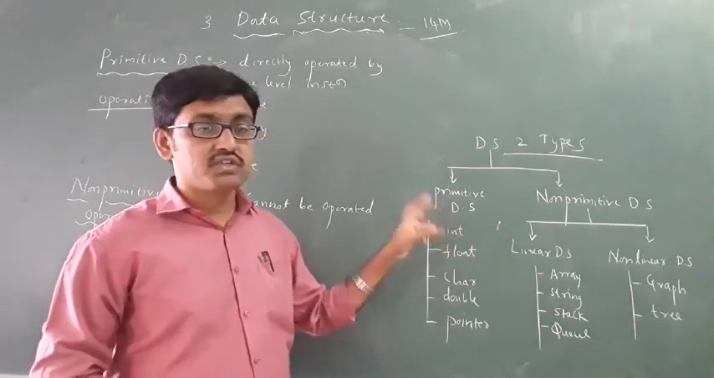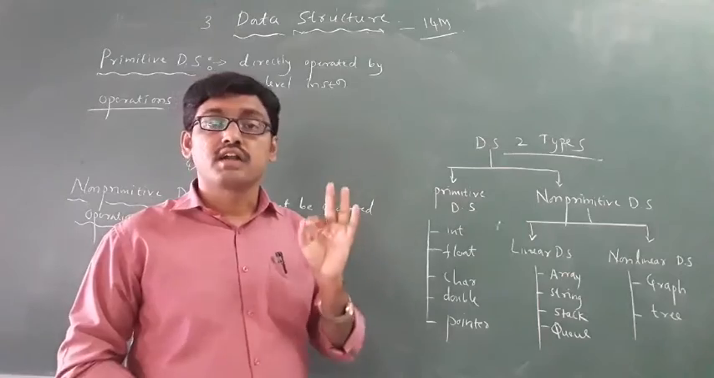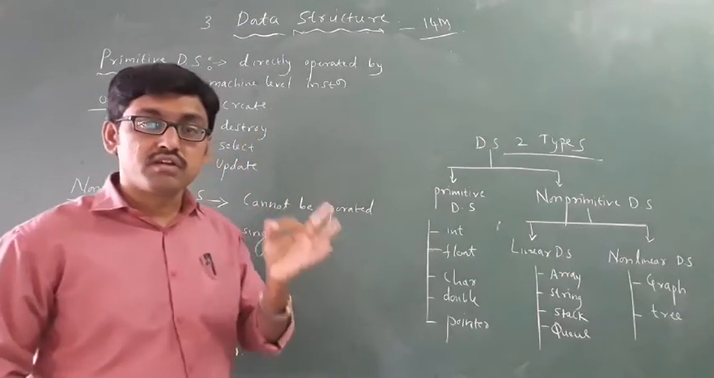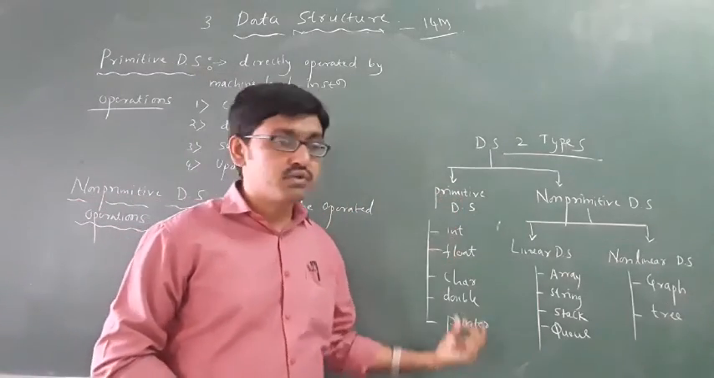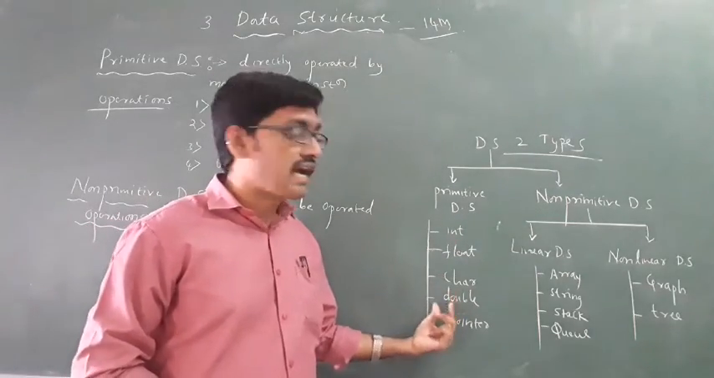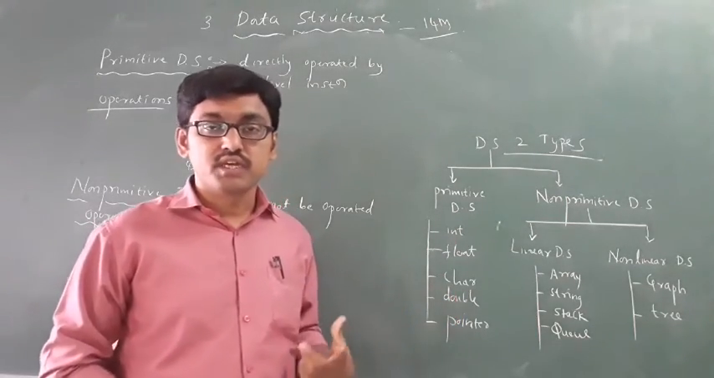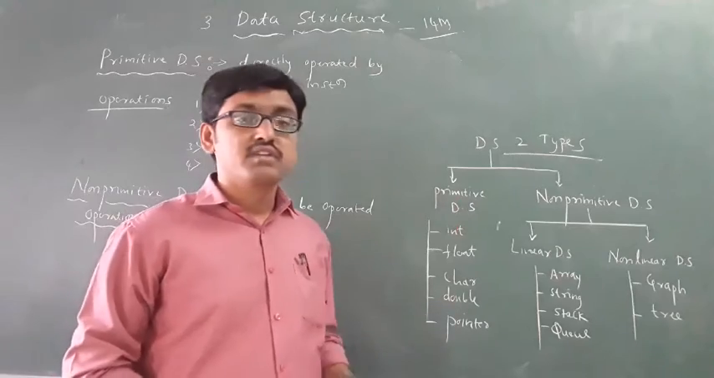Primitive data structure is also called fundamental data types. You already studied it in first year. Examples of primitive data structure: int, float, char, double and pointer. These are the primitive data structures.